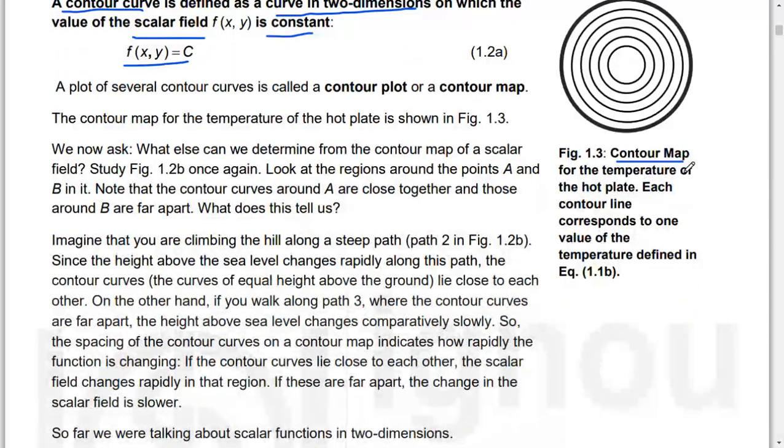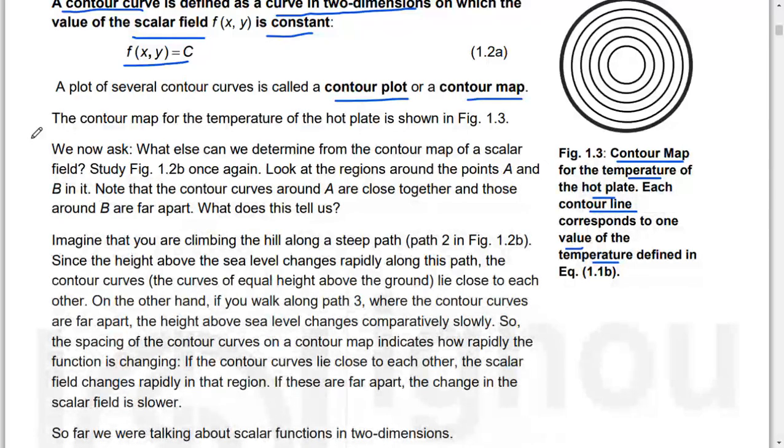Contour map for the temperature of the hot plate. Each contour line corresponds to one value of the temperature defined in equation B. A plot of several contour curves is called a contour plot or a contour map. The contour map for the temperature of the hot plate is shown in the figure.